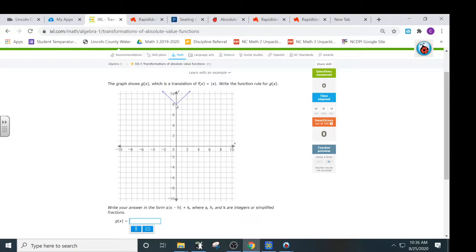It moved up 8 units. Does everybody understand where I got 8 units from? If I move up 8 units, where do I need to put the 8? I moved up 8 units. Isn't that the K value? Because you move up or down, that's the K value. If I move up, well, 8. That's where you put that number.